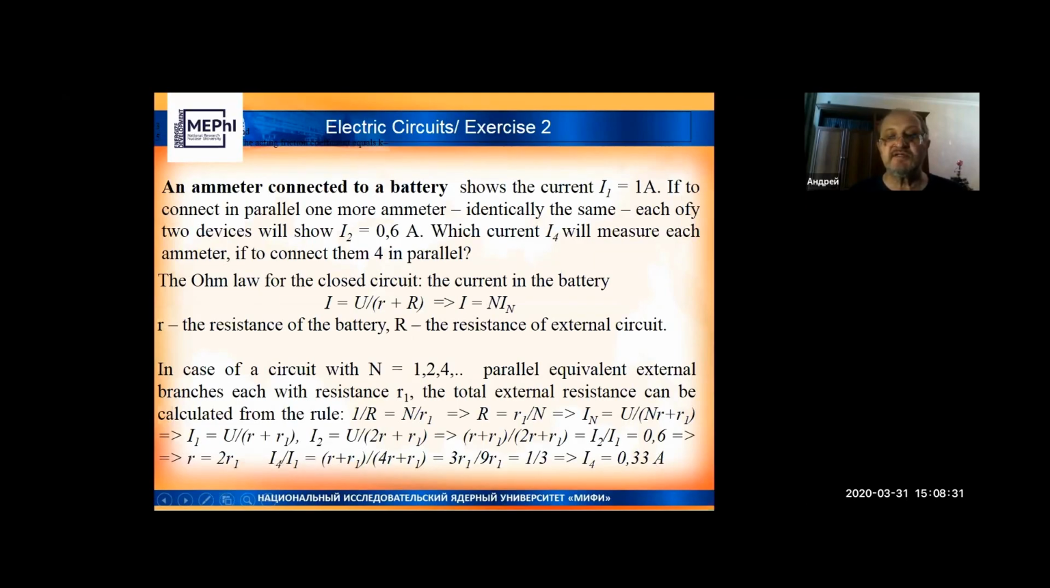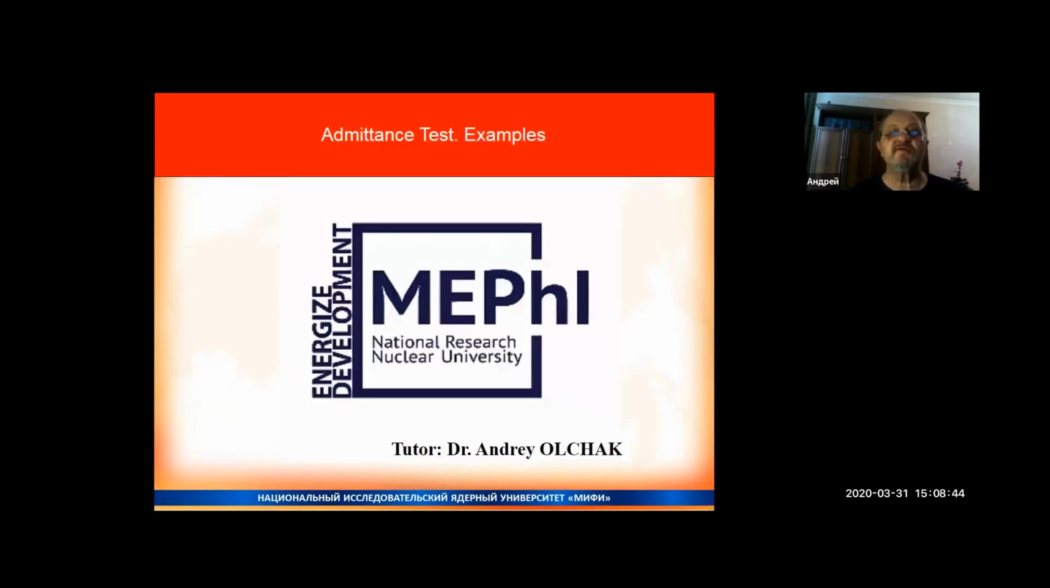So the answer is the current in case of 4 ammeters registered by each ammeter is equal to 0.33 amperes, 1/3 of an amp. Thank you very much. We will continue in the next video with a new part of physics.